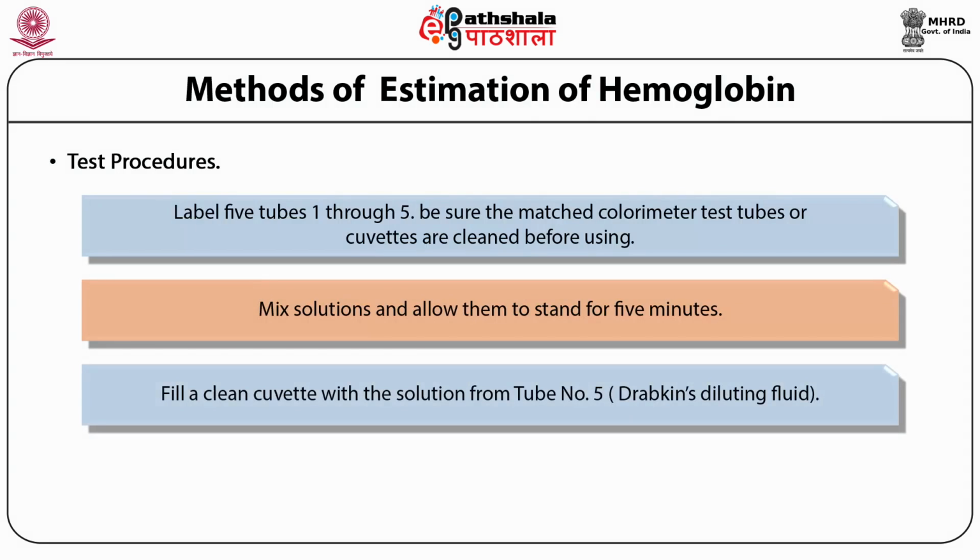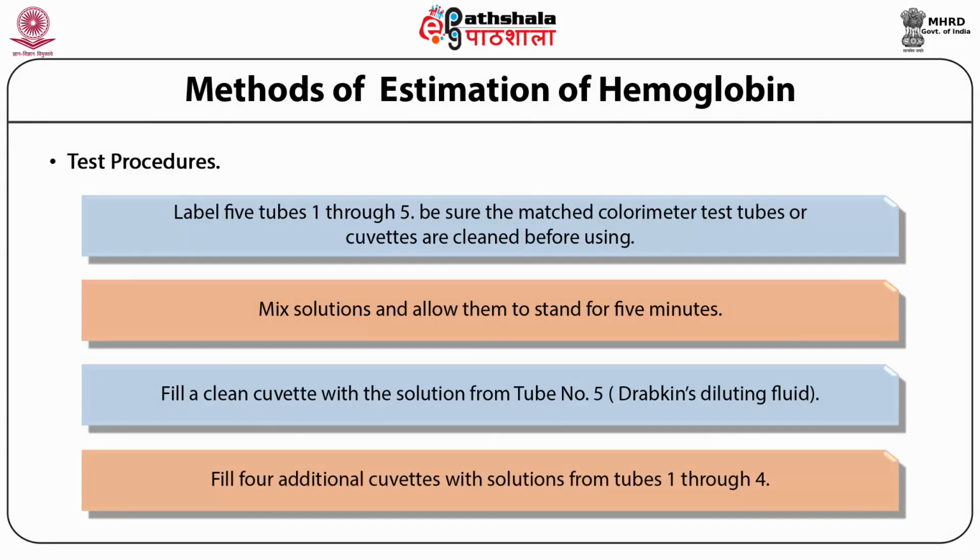Fill a clean cuvette with the solution from tube number 5, that is Drabkin's diluting fluid. Wipe the outside of the cuvette and remove any bubbles in the solution by tapping the cuvette. Place the cuvette in the colorimeter, ensuring the transparent sides are facing the light path. Adjust the colorimeter to 0 absorbance.